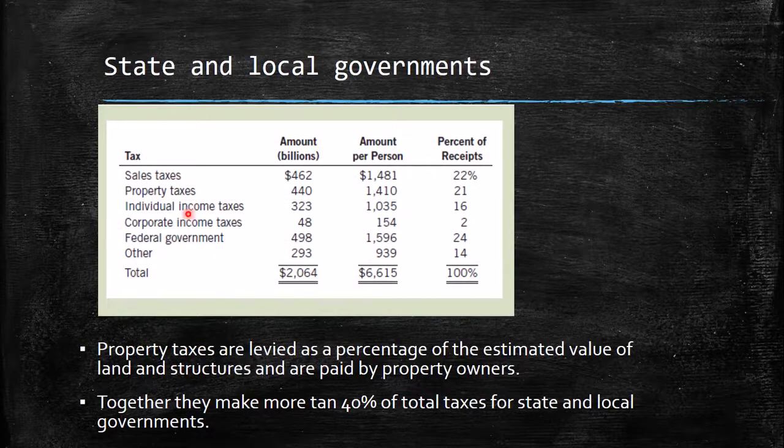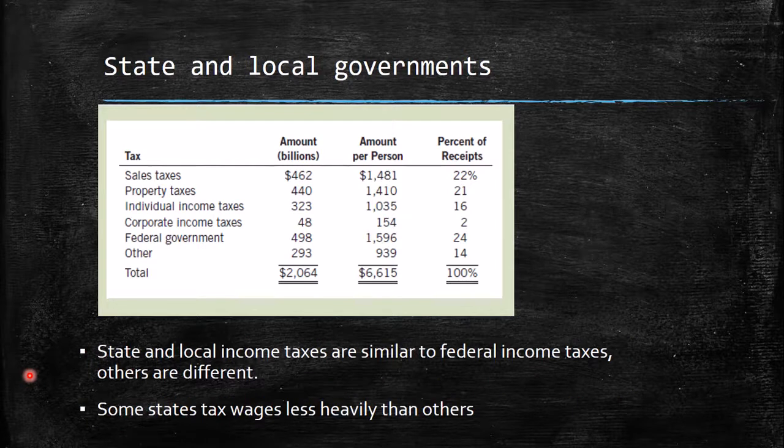We have the property tax, which is the second one, levied as a percentage of the estimated value of land and structures, and is paid by property owners. So together, as we said before, they make up more than 40% of total taxes for state and local governments. And here we have an important fact that we need to focus on a little bit: state and local income taxes are similar to federal income taxes.